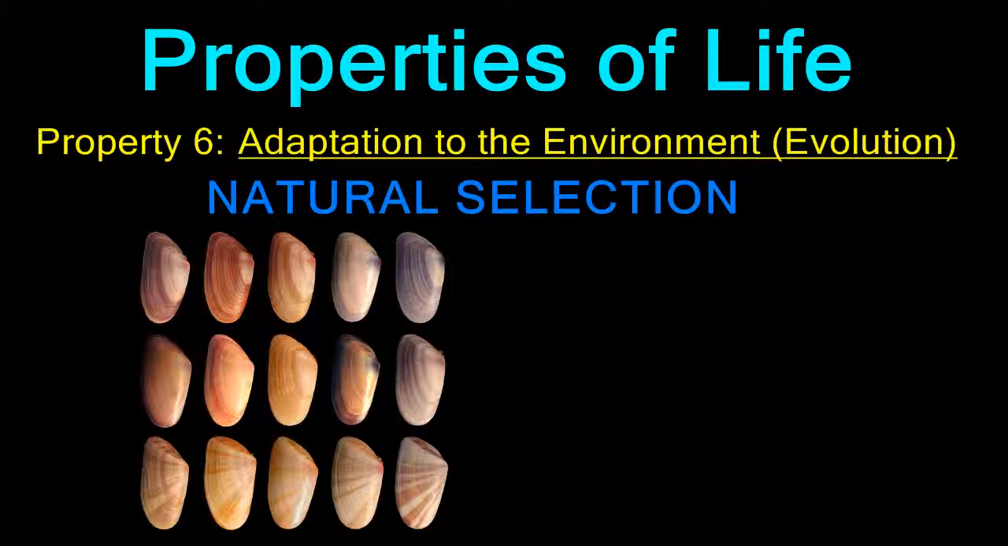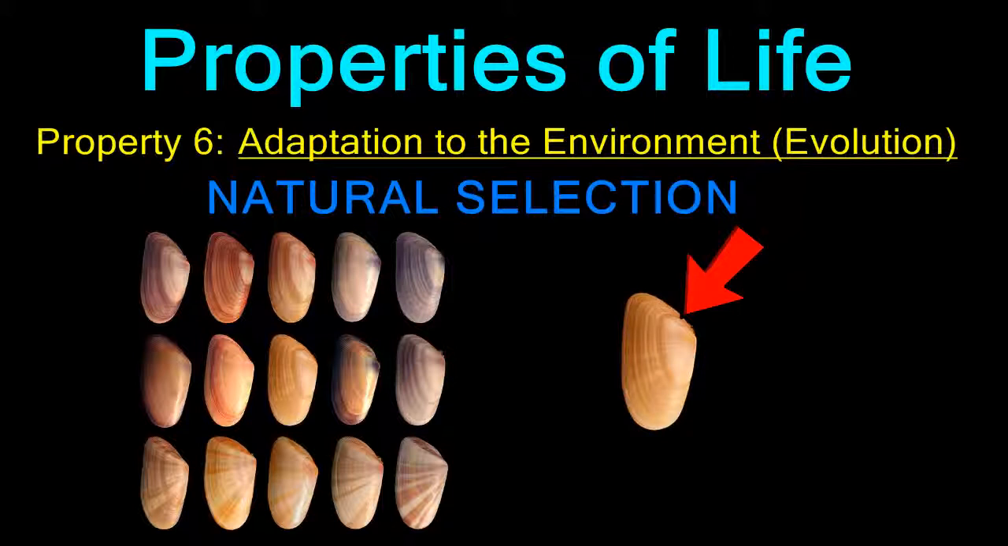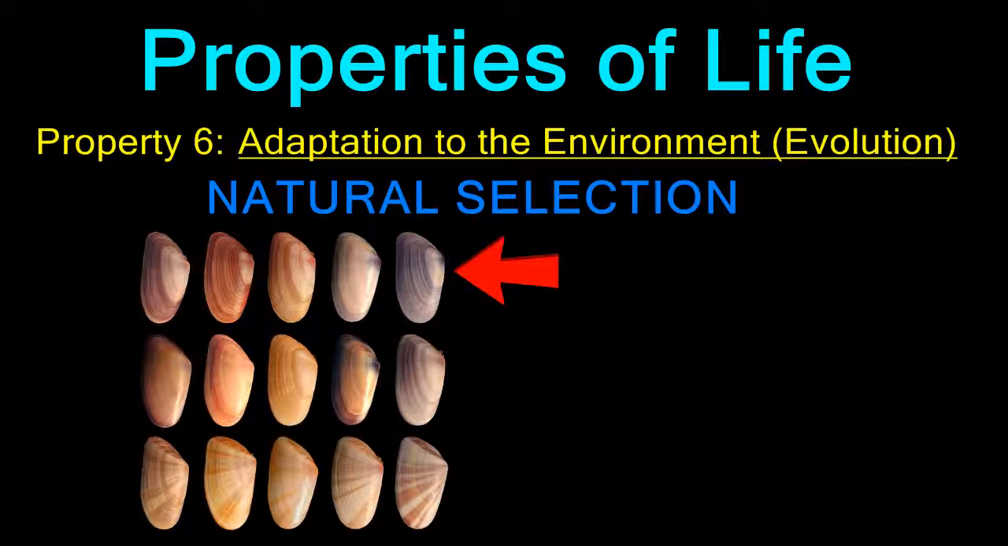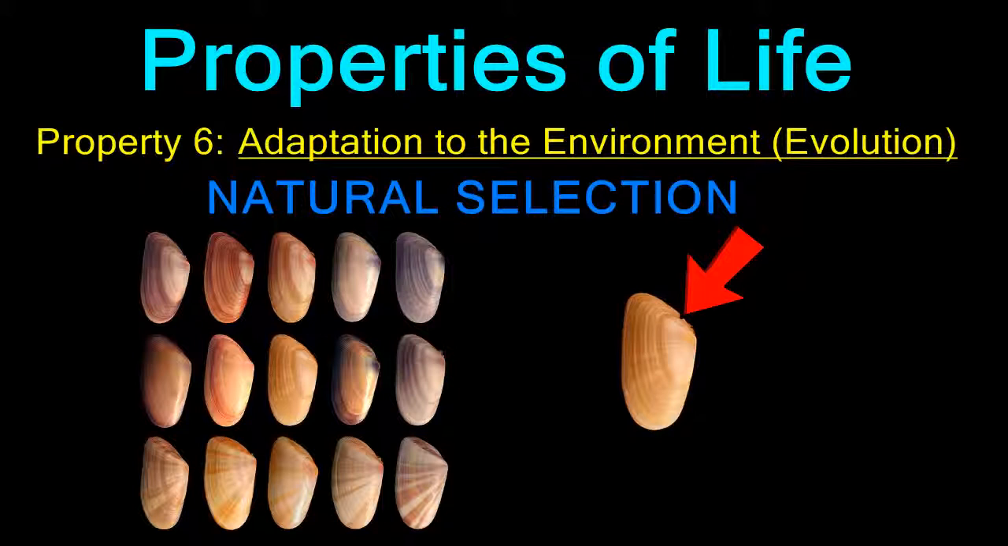For example, let's say that these clams live in a habitat where the sand is light-colored. That means that clams that have a lighter-colored shell will blend in better with their surroundings. This will allow them to survive longer because their predators cannot find them. Individuals like this blue-shelled clam might not survive as well, and therefore they will not get to reproduce. That means that in the next generation, you will probably see a higher incidence of clams with these lighter-colored shells.